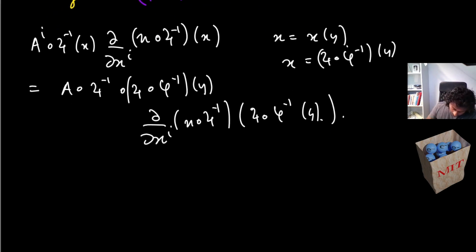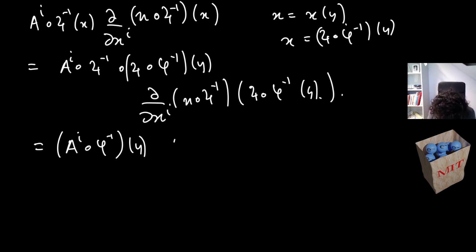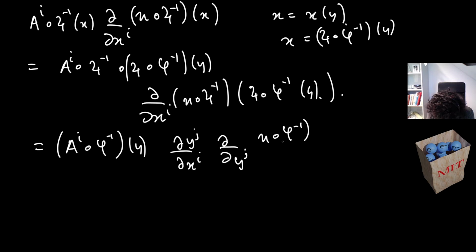Write it like this. So anyway, the thick and thin of it is, by the chain rule, what we end up with is, maybe you should check this calculation, but in spirit it's correct, d on dy_j of u composed with phi inverse of y. Okay, so this is really what I wanted to arrive at.